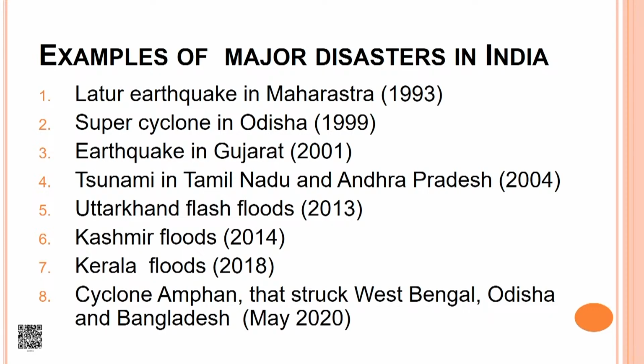flood 2013, Kashmir flood, Kerala floods in 2014 and 2018 respectively, and super cyclone which struck West Bengal, Odisha and Bangladesh known as cyclone M-4. It occurred in May 2020. So, during this program we have already said that we will discuss about natural disasters. So, first we will take flood.